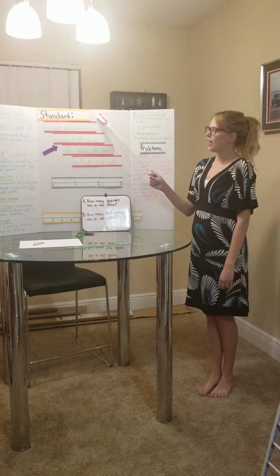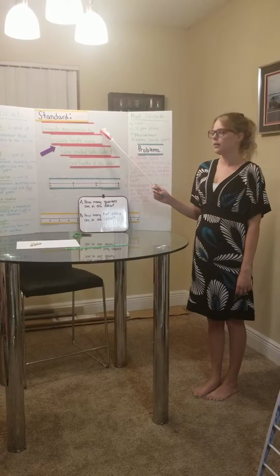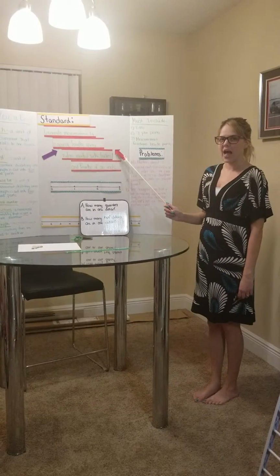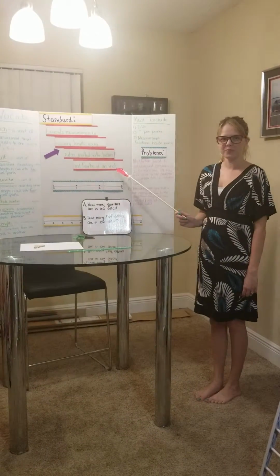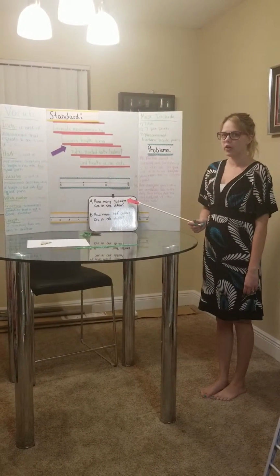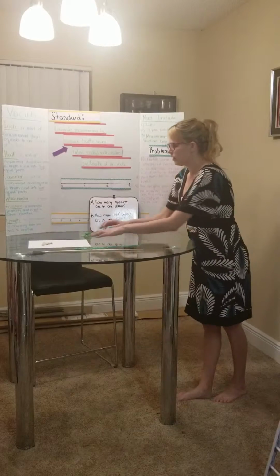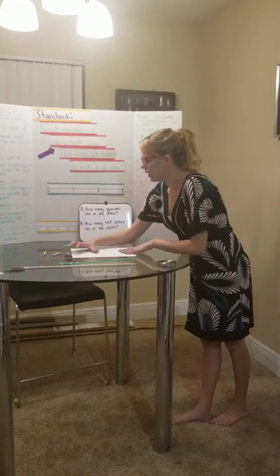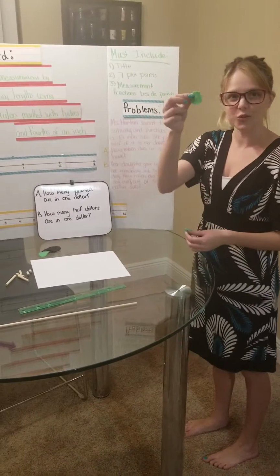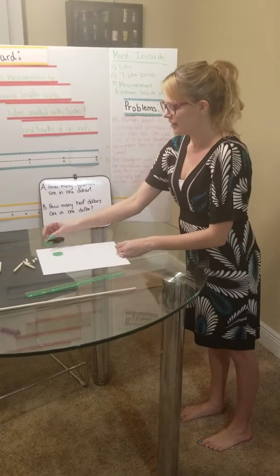Today we're working on the standard generate measurement by measuring lengths using rulers marked with halves and fourths of an inch. So for our first question, A, how many quarters are in $1? So using my manipulative right here of quarters, these are my green quarters. They represent 25 cents as a quarter would.